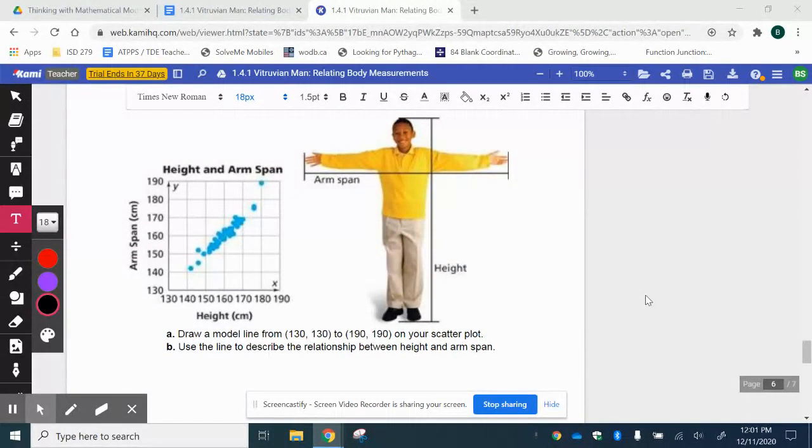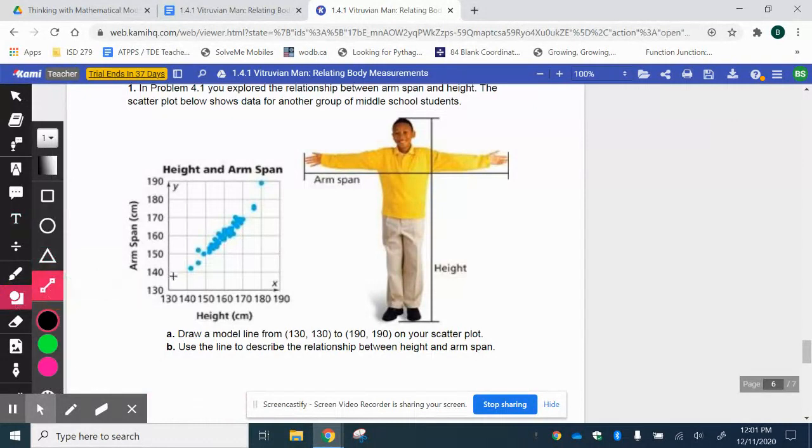A says to draw a model line from 130, 130 to 190, 190 on your scatter plot. Okay, I'm going to take my line shape and I'll go from 130, 130 and go all the way up to 190, 190. So it looks like the line just cuts my graph straight in half.